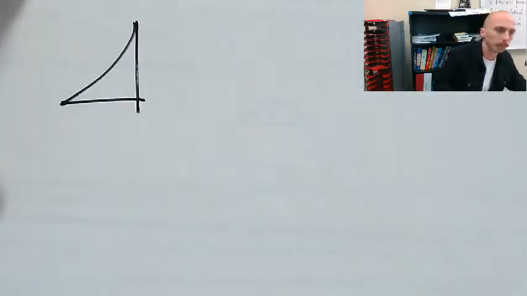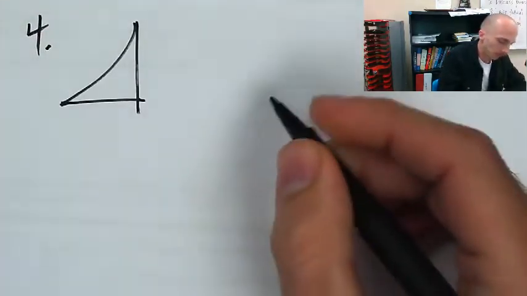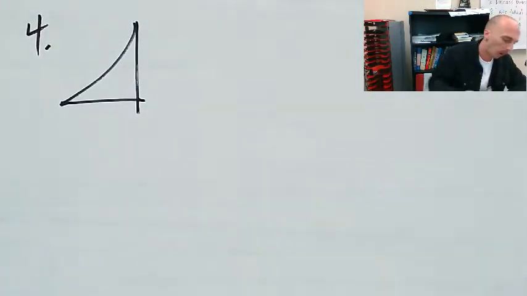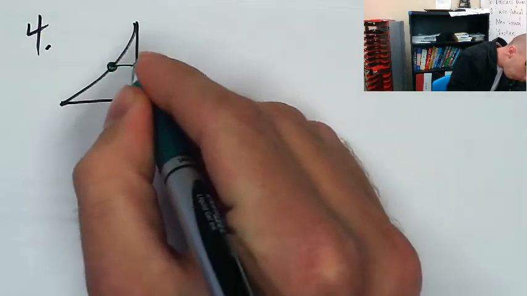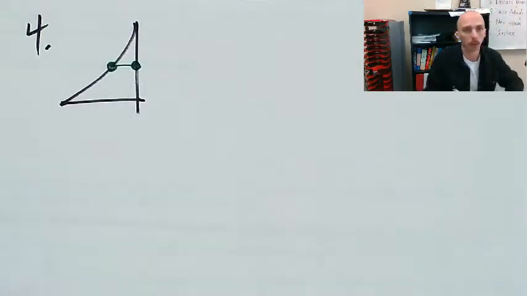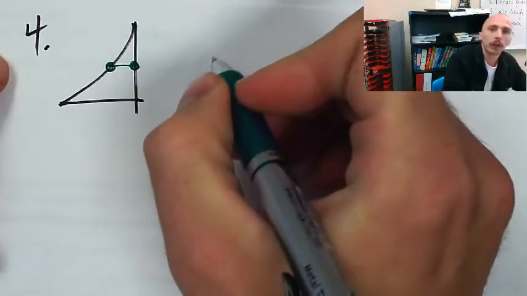That'll do, but you can't see it. Okay. So this is V. Cross sections perpendicular to the y-axis. Okay. Draw something perpendicular to the y-axis. It'll be horizontal. They are going to be isosceles right triangles.